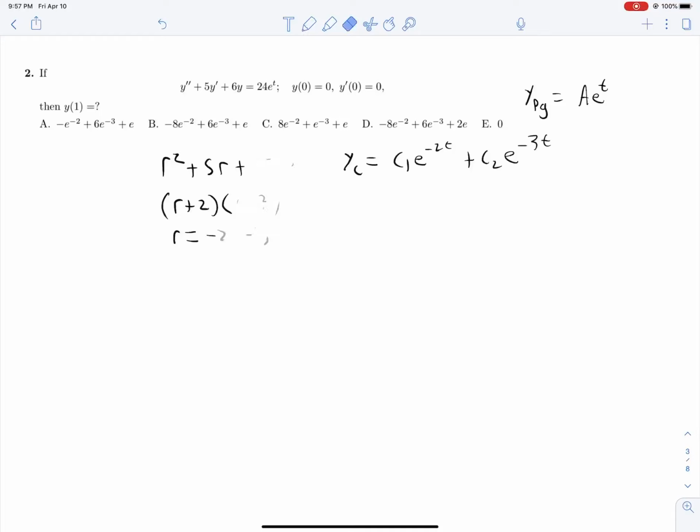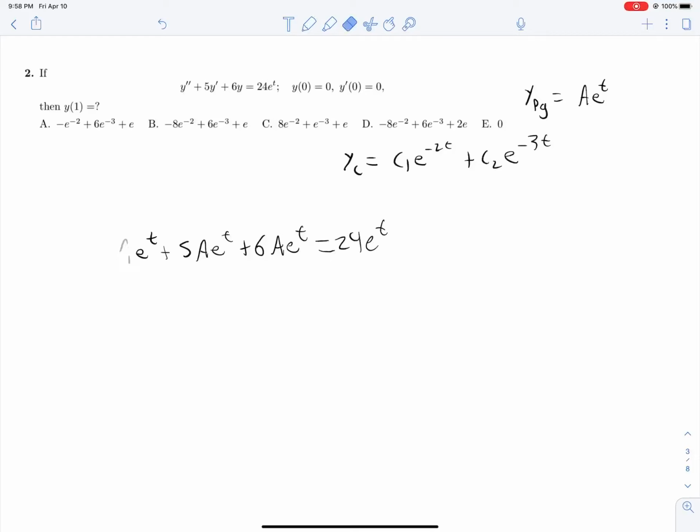And we can leave that right there for now. And we shouldn't be worried about these c1s and c2s because our 2 initial conditions will take care of those. So with our guess of a e to the t, the derivatives of that are just also a e to the t. So in total, up here, we're going to get a e to the t plus 5a e to the t plus 6a e to the t is equal to 24 e to the t. This is 12a e to the t. We can get rid of the e to the t's and see that a is equal to 2.